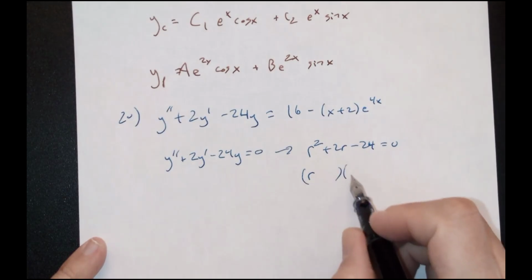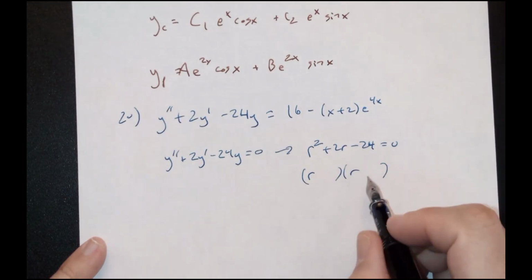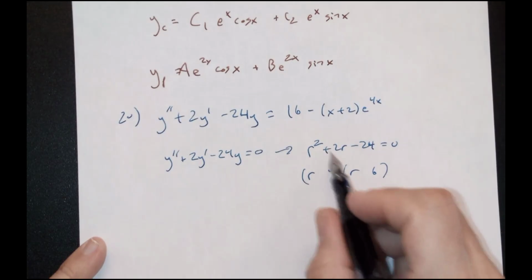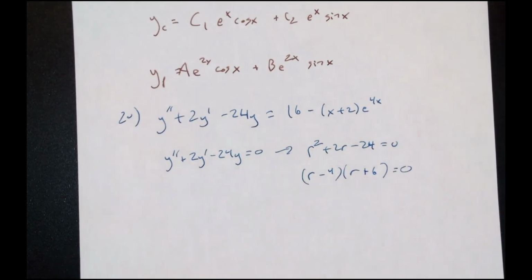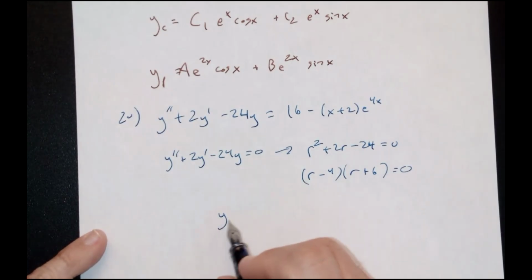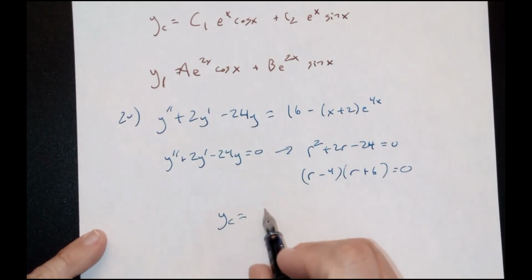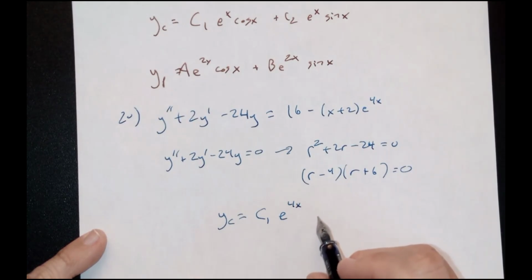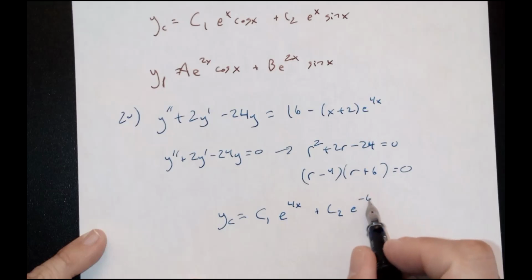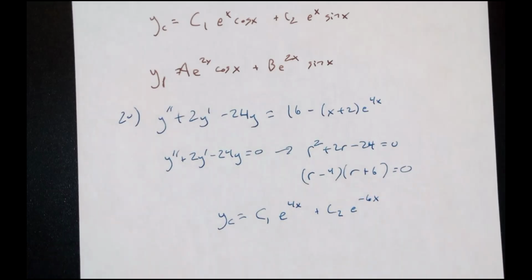Negative 24 is 6 and 4. I want a plus 2, so it'll be a plus 6 and a minus 4. So the corresponding homogeneous solution is e to the 4x and e to the minus 6x. Well, now I'm annoyed because there's an e to the 4x on the right side.